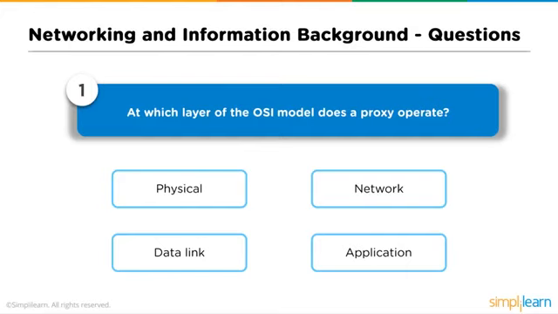So networking and information background. At which layer of the OSI model does a proxy operate? So if you look at it, you first need to know what OSI model is, the Open Systems Interconnect. You need to know that there are 7 layers in the OSI model, and you need to know their functionality. So what happens at the physical layer? What is a network layer? What is a data link layer? And what is an application layer, right? And which protocols work on which layer?